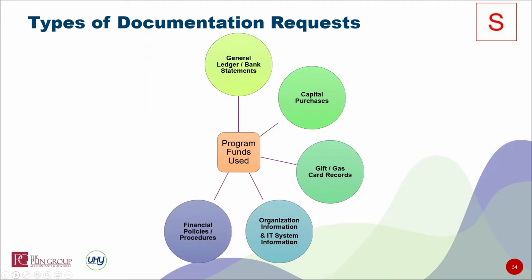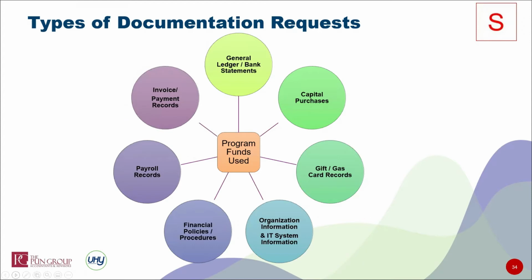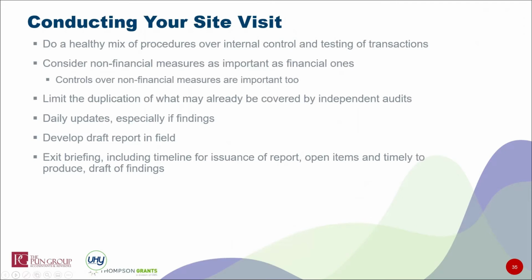Financial policies and procedures, this would be overall financial policy and procedures, and then any that are grant specific if they have them. Payroll records and supporting HR files. And then again, last but not least, is invoices as support and payment records for expenditures incurred. All right, so that's the bulk of the documents you're going to need.